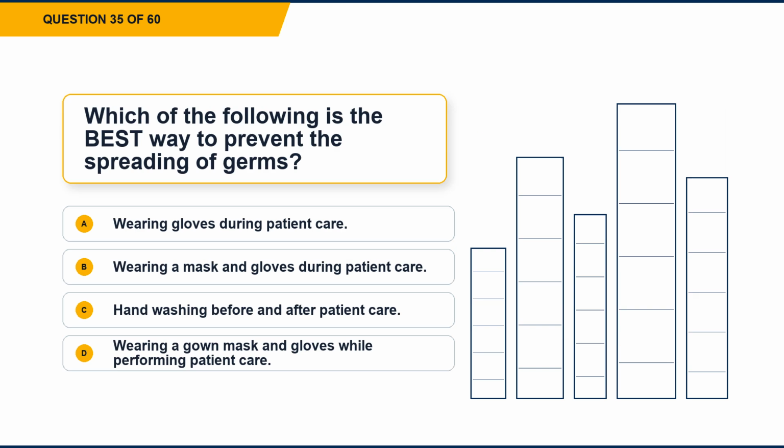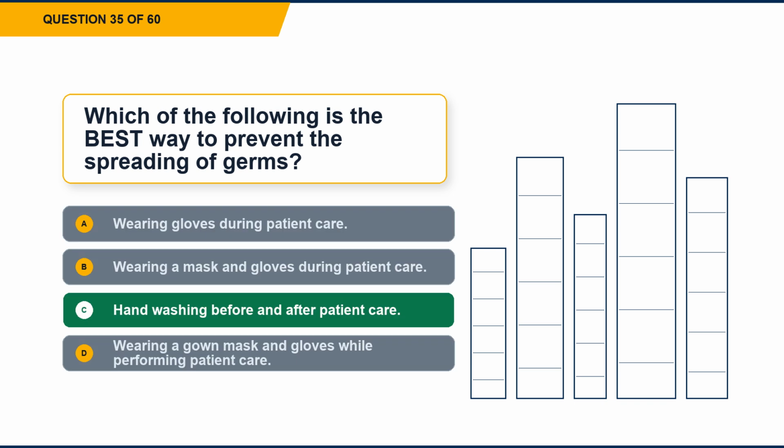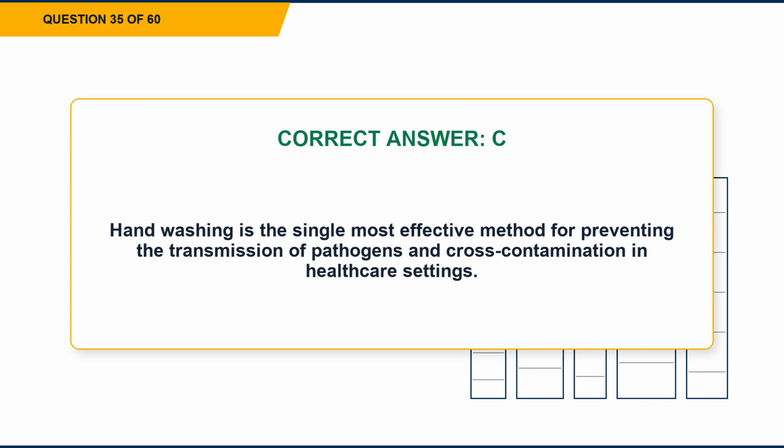Question 35. Which of the following is the best way to prevent the spreading of germs? Option A, wearing gloves during patient care. Option B, wearing a mask and gloves during patient care. Option C, hand washing before and after patient care. Option D, wearing a gown, mask and gloves while performing patient care. The correct answer is option C, hand washing before and after patient care. Explanation. Hand washing is the single most effective method for preventing the transmission of pathogens and cross-contamination in healthcare settings.